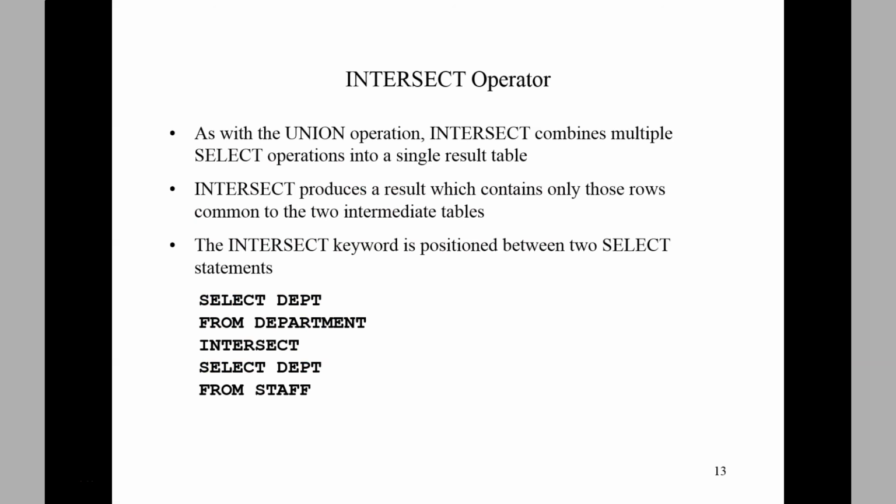Like the union operation, intersect combines multiple query blocks into a single result table. The result of intersect consists of those rows that are common to the two intermediate tables. We had mentioned earlier that intersect is superfluous in SQL because the operation can be achieved using a subquery, and we'll demonstrate that in just a moment.